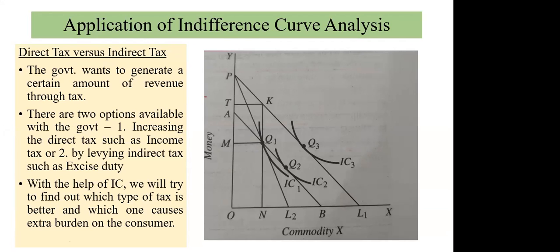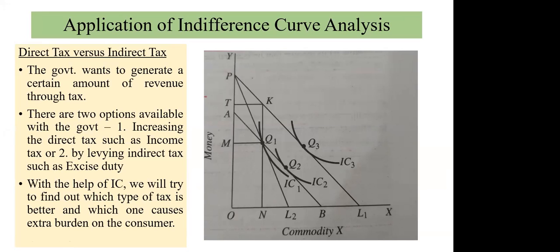A point on an indifference curve shows the same satisfaction for all the points. So at point Q1, here is money income and here is commodity X. So ON amount of commodity X plus OM amount of money gives me the same satisfaction level. So if I am keeping OM amount of money from this OP total initial income, I am paying MP amount of money for that particular commodity.